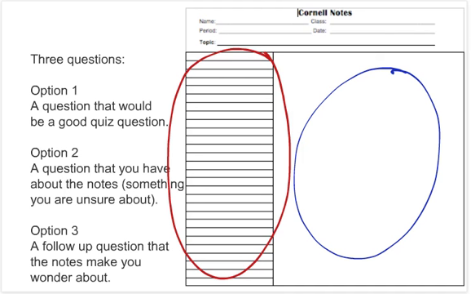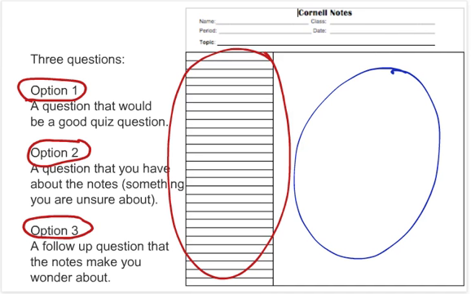Now there are several different options you can do for questions. Option number 1 is that you could write a question that would be a good quiz question on some future quiz or test. Option 2 is to write a question that you have about something in the notes, something that you're unsure about. And then option 3 is to write a follow-up question, something that was in the notes that you're now wondering about, something that wasn't addressed in the notes at all, but that you now have a question about. You can do all 3 questions could be option 1 questions. All 3 questions could be option 2, or you could mix it up.